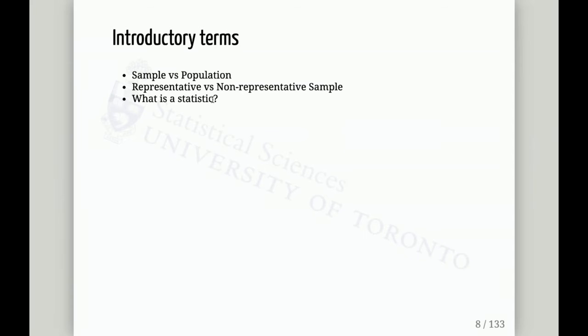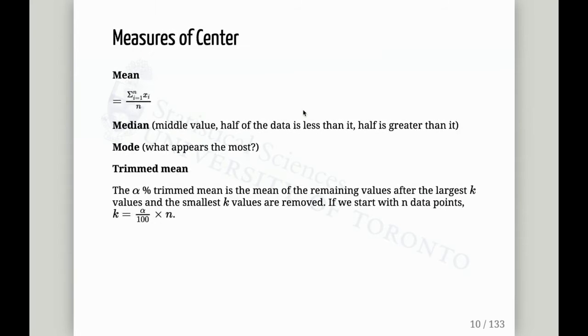Okay, what is a statistic? You should know that by now as well. It's a number that you calculate from your sample or from your population. Types of data: there's numeric data and there's categorical data. I'm going to be going through this fairly quickly since we already went over it last lecture. We have the mean, which is basically average. We have the median, which is the middle value. We have the mode, what appears most.